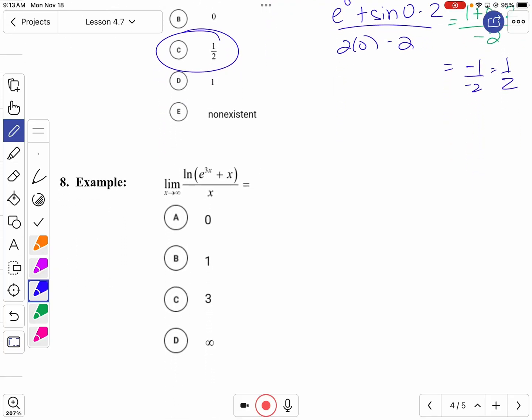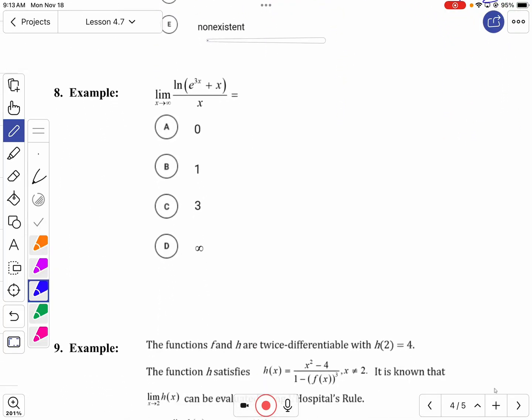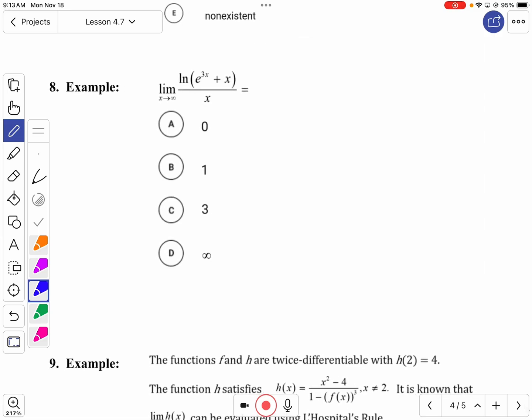All right, let's look at number 8. So here's one where it's approaching infinity, all right? And we haven't done one like that as of yet, so let's look at that and see if it works. So I'm taking the natural log of e to the 3x plus x over x, okay? If I take the ln of e to 3 times a big number plus a big number, I've taken the ln of a big number, all right? Which would get me really close to infinity. Over x being infinity, it's infinity. So I get infinity over infinity, okay?